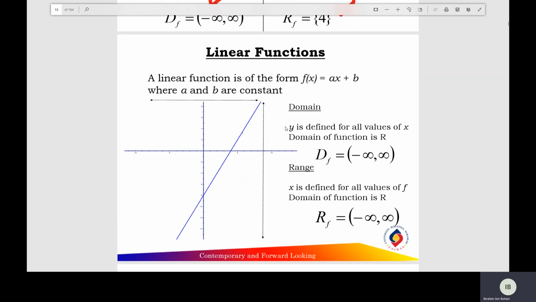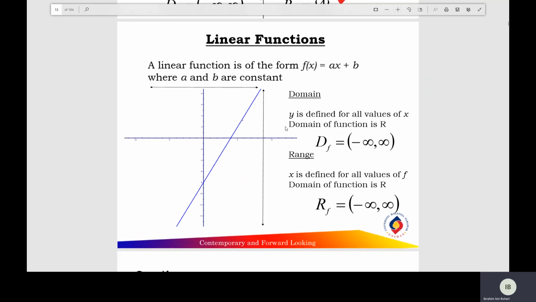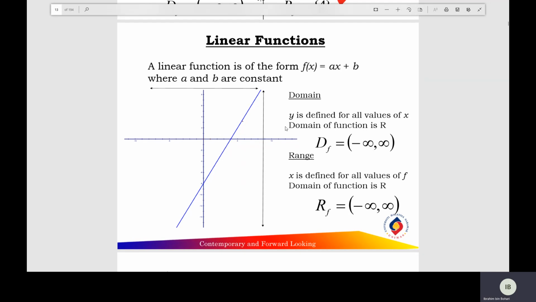Okay, second function, linear. Linear function with the general form f(x) equals ax plus b, where a and b are constants. The domain of the linear function is defined for all the values of x, and the domain of the function is all the real numbers, negative to the positive infinity. The range of the linear function is defined for all the values of y, and the range of the function is all the real numbers. And then you sketch the graph of the linear function.